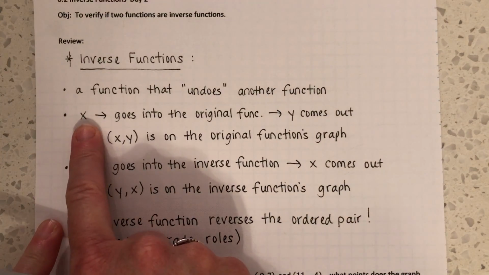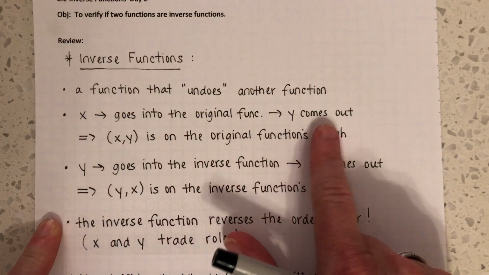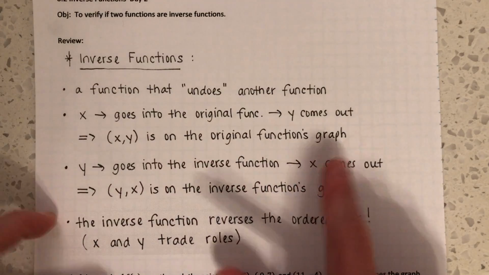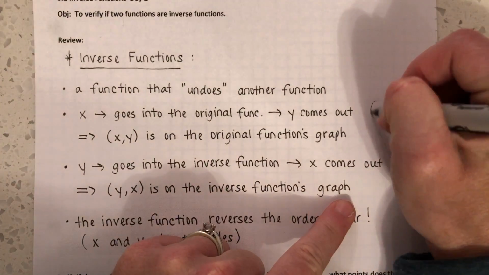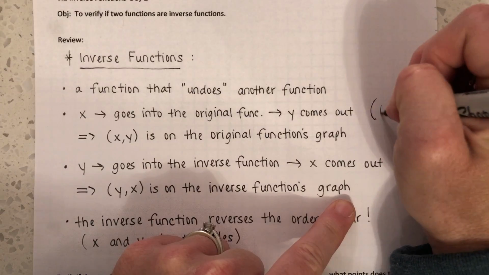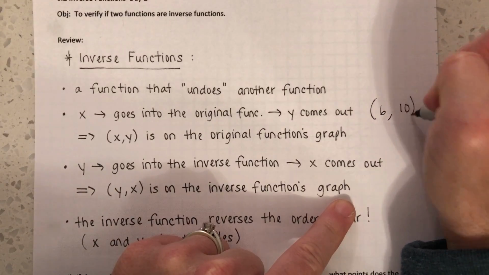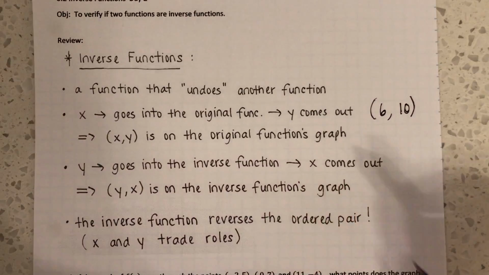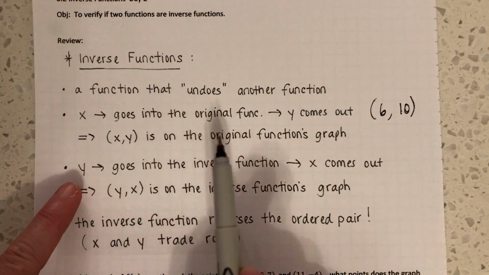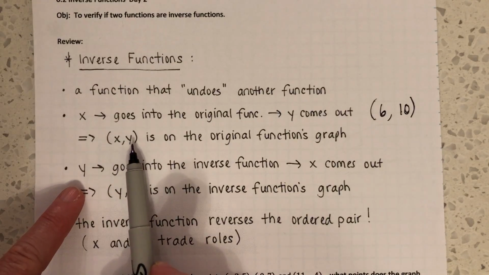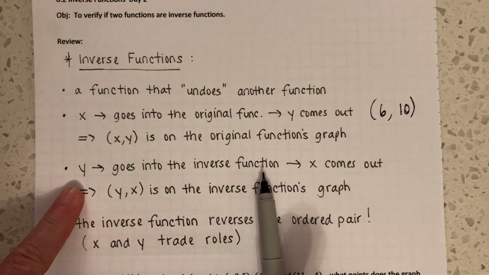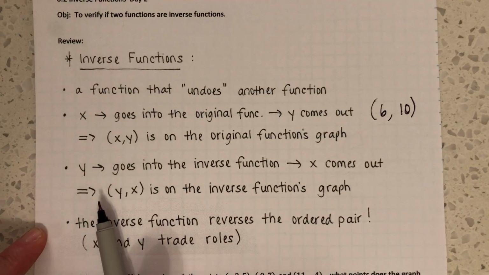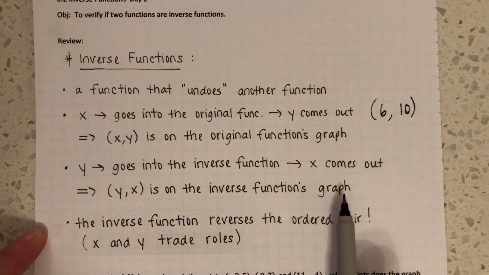So we know x goes into the original function and y comes out. Therefore, the point (x, y) is on the original function's graph. So pretend that 6 went into the function and 10 came out, okay? So 6 went into the original function, something happened to it, and a 10 came out. Well then, when that y value, that output of the original function, goes into the inverse function, the original x that went in comes out. Therefore, (y, x) is on the inverse function's graph.